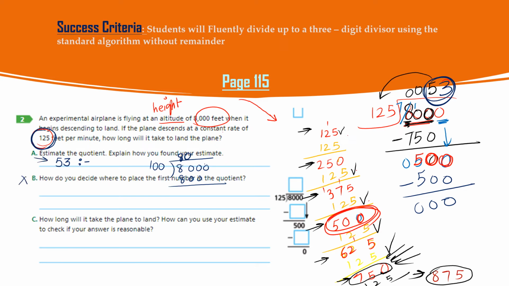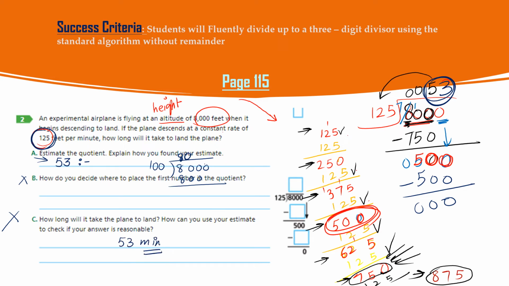Now no need to do these parts separately, but I will tell you how you decide where to place the first number of the quotient. How do you divide? Of course, by dividing the dividend by the divisor, we get the answer. The answer should be equal to or less than the dividend, and that way we understand where to put the quotient and how many quotient digits we will get. Now how long will it take for the plane to land? So of course it will take 53 minutes to land.